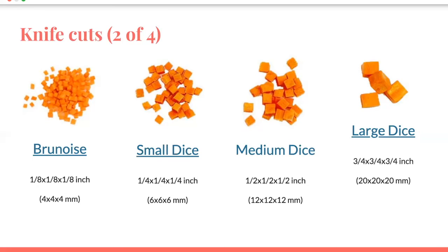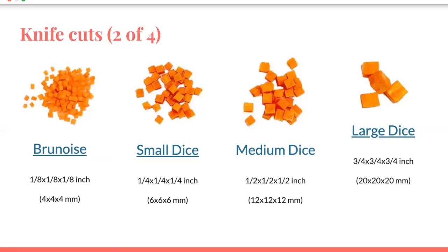Brunoise cut vegetables can be used in sauces too, such as tomato concasse. Also, as an aromatic garnish on soup or consommé. This cut was popularized in the Brunoy commune, which was 19 kilometers southeast of Paris. So its name, brunoise, comes from Brunoy.